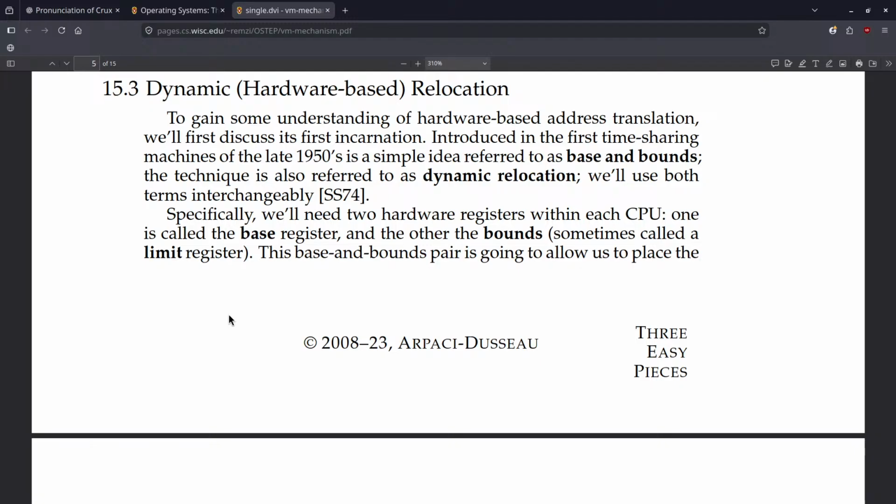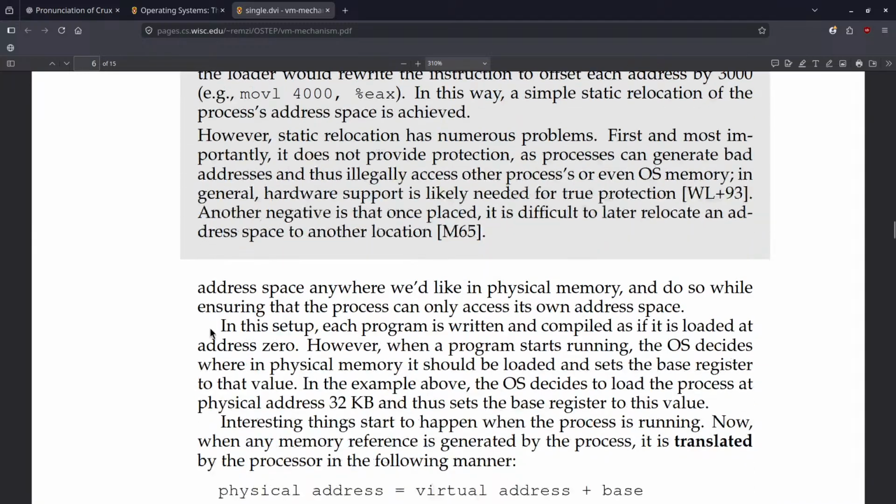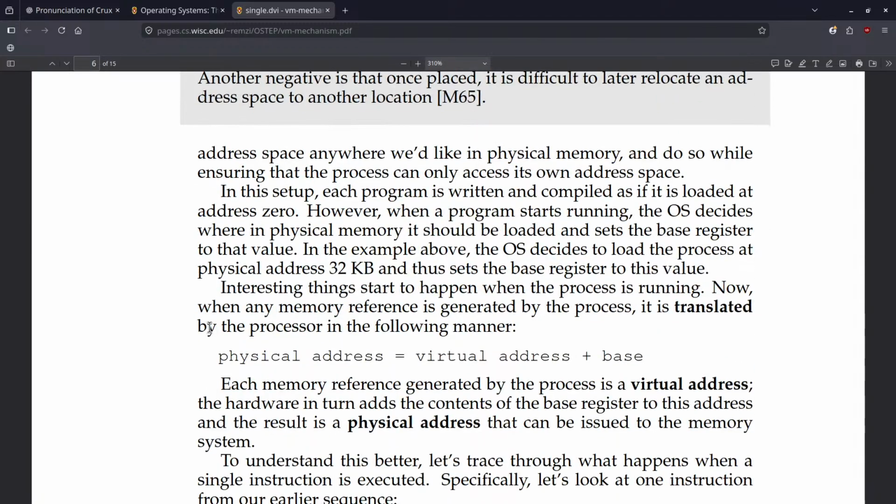Base and bounds. Specifically, we'll need two hardware registers within each CPU. One is called the base register, and the other the bounds register. The base and bounds pair is going to allow us to place the address space anywhere we like in physical memory, and do so while ensuring that the process can only access its own address space.